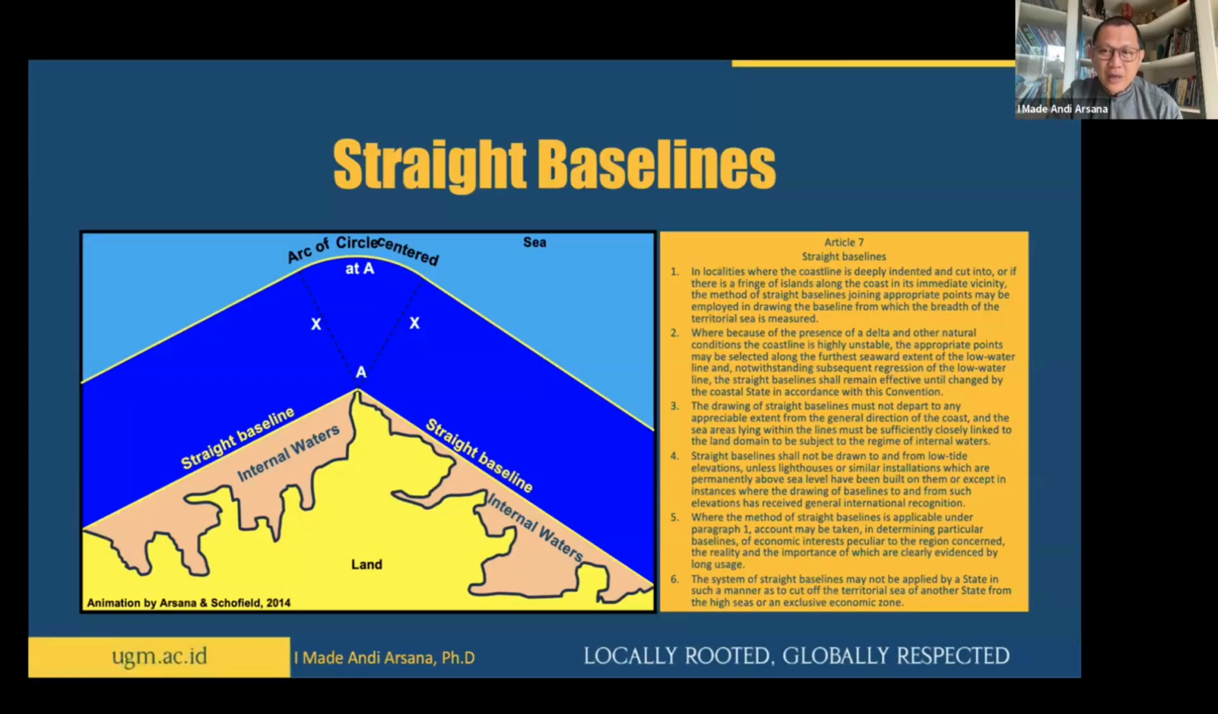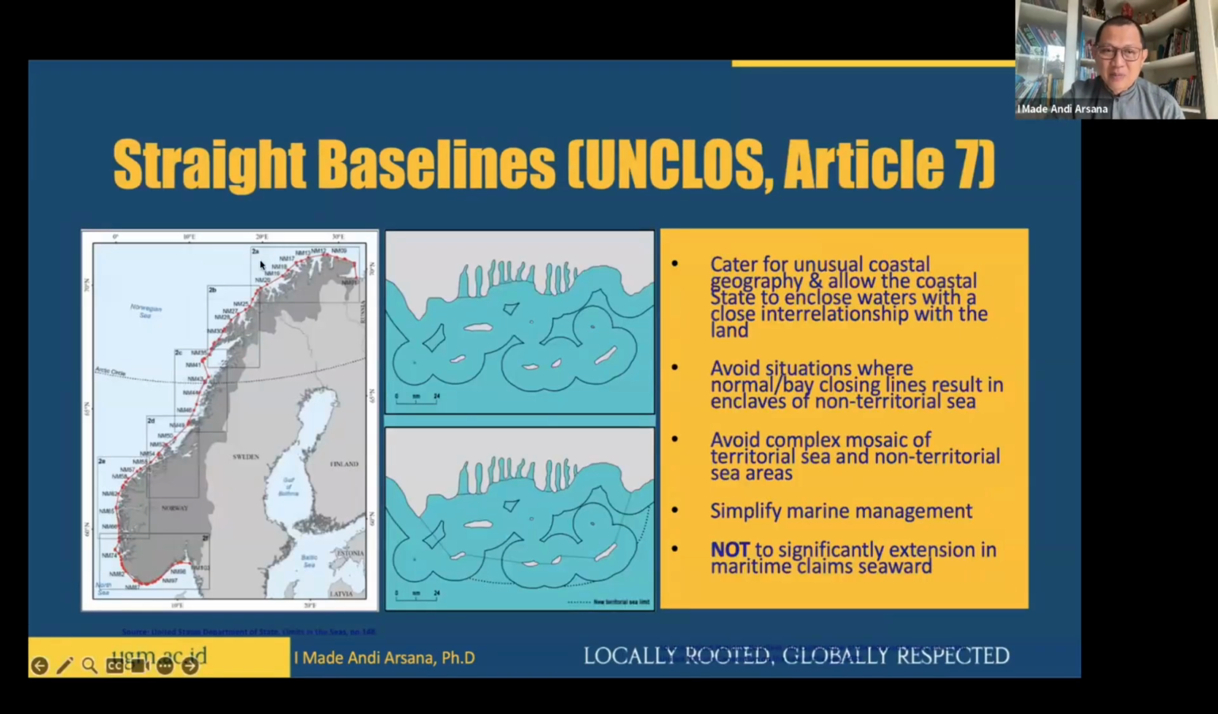What else? Where, because of the presence of the delta and other natural conditions, the coastal state is highly unstable. So if you have an unstable coast, you can have a straight baseline instead of a normal baseline. Straight baselines can look like this. This is in Norway. This is the implementation of straight baseline by one big country.